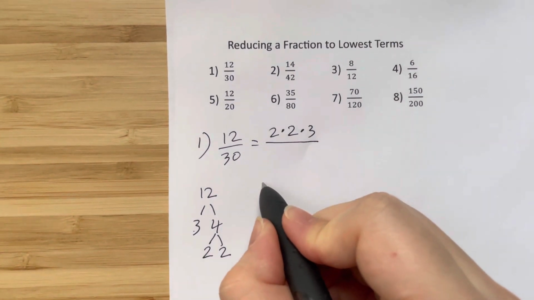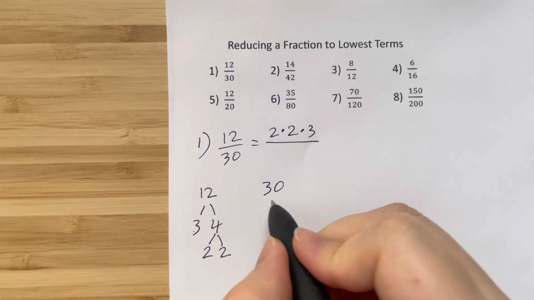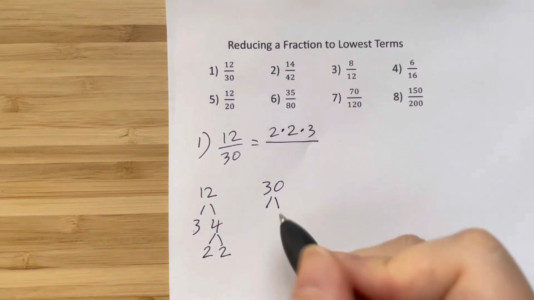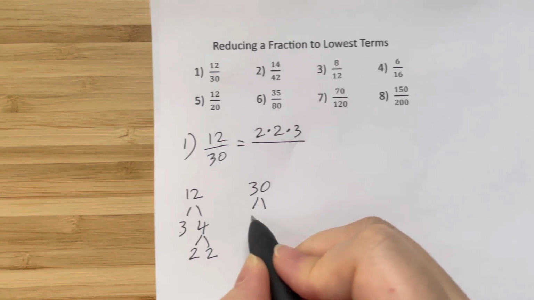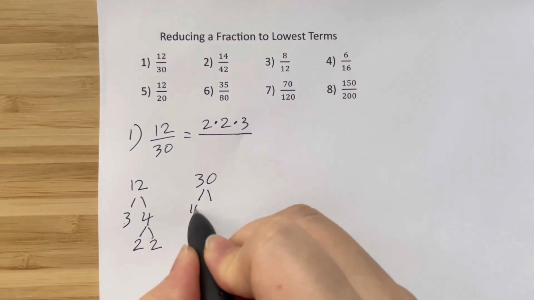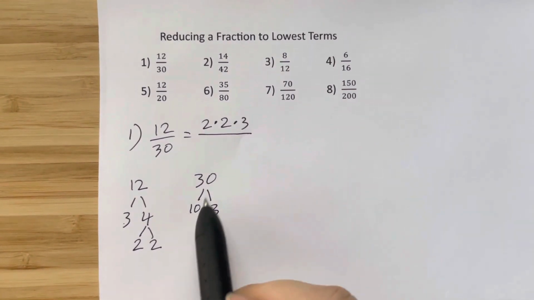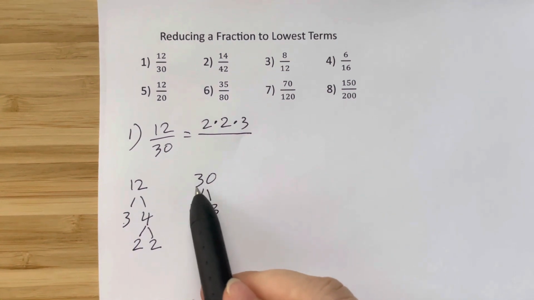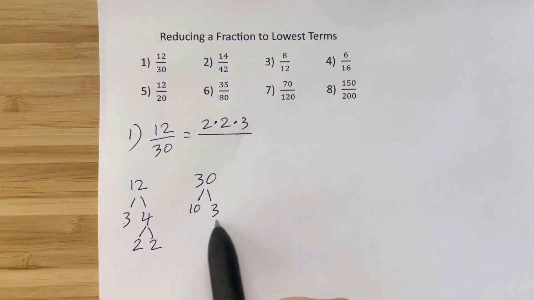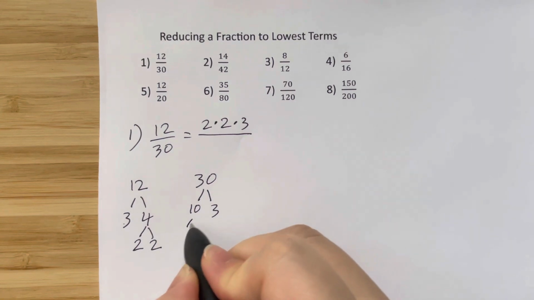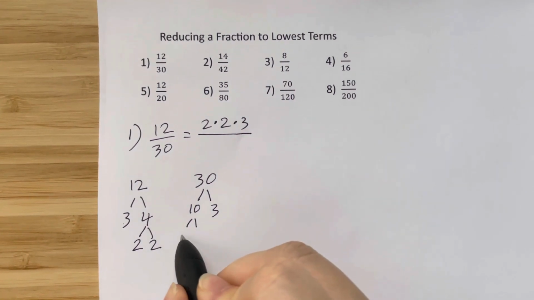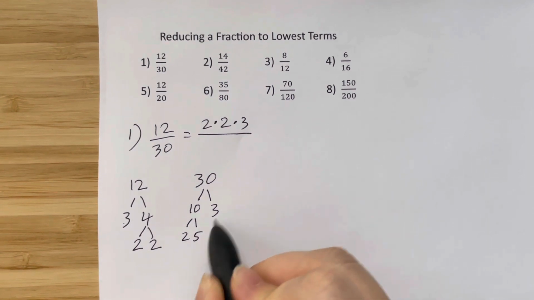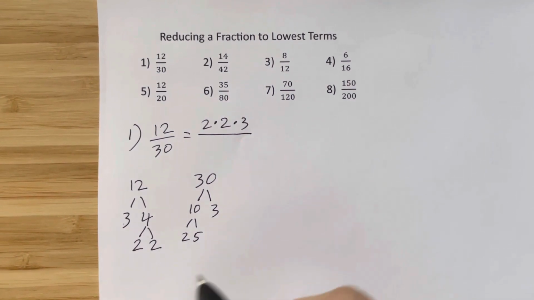Now we have the bottom number, the denominator, which is 30. Since there is a 0 here, it's easiest to say 10 times the front number, which is 3. So 3, we can't go any lower since it's a prime number. And we have a 10. 10 is 2 times 5. Both of those are prime numbers, so we can't go any lower.